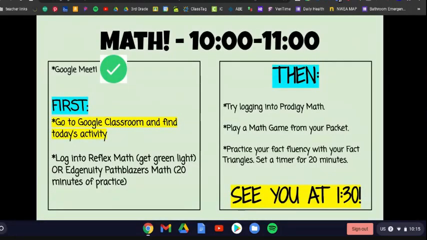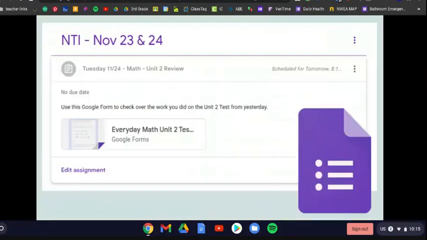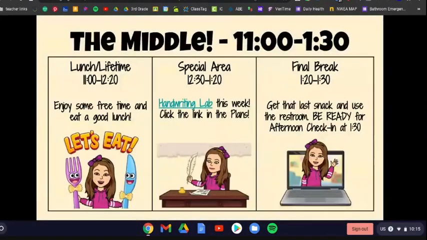Wrapping up the end of our Google Meet, then you're going to the classroom to find this activity and get that done, and then you're heading over to Reflex. With your time that's left over, you're working on any incomplete work, working on some math practice, heading to Prodigy, working on Lexia and any reading activities that you may have missed from this morning, and then we'll see you at 1:30.